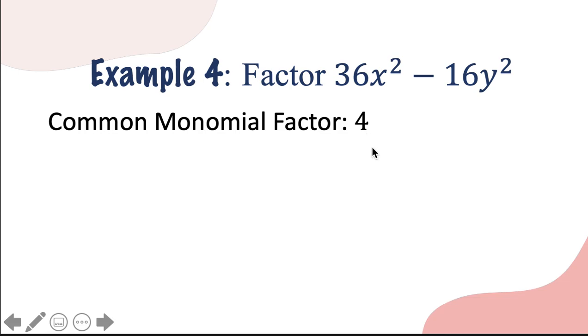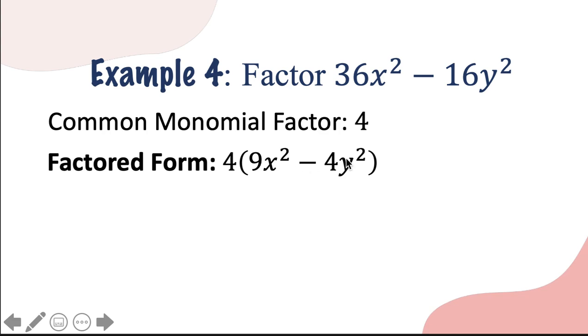So, therefore, before we proceed to difference of two squares, we need to factor this one by using common monomial factoring. Okay? So, again, as we get the factored form of this one, we're going to divide each of these terms by 4. So, we have here 36x squared divided by 4 will have 9x squared. And then 16y squared divided by 4 will have 4y squared.